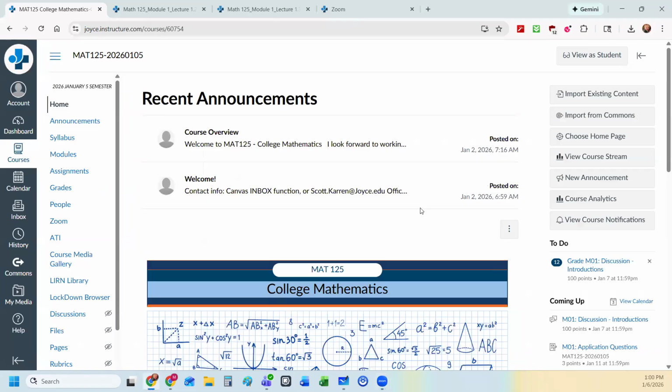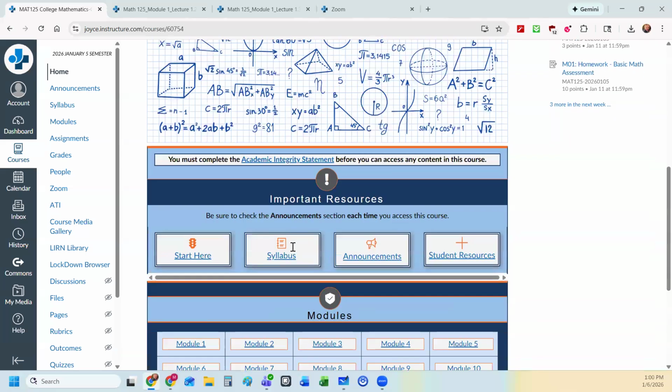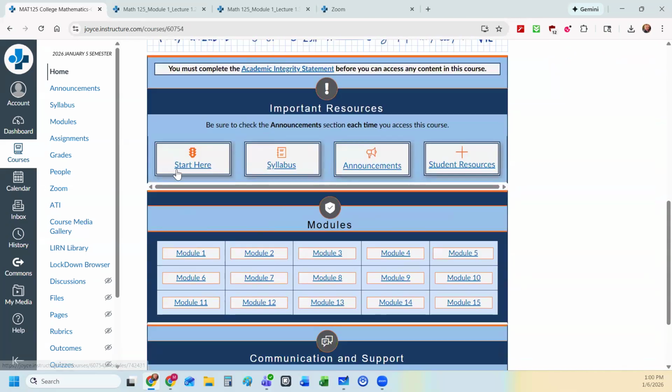This is our course, MAT125. You should familiarize yourself with this course. Make sure that you understand where to find the materials that you'll need. If you scroll down, there's a Start Here. You'll want to click there. The syllabus is here. The announcements can be found here. And all of this can also be found on this left menu as well.